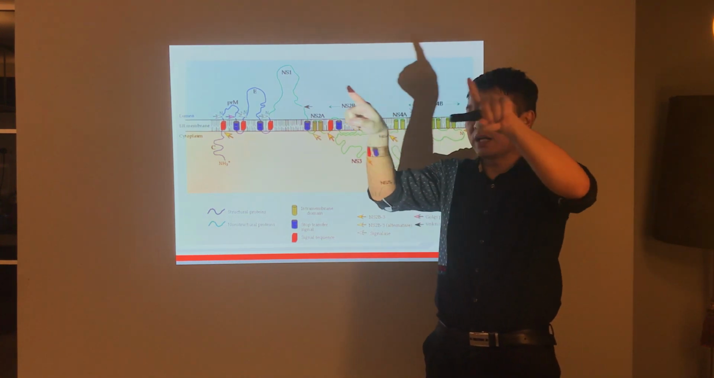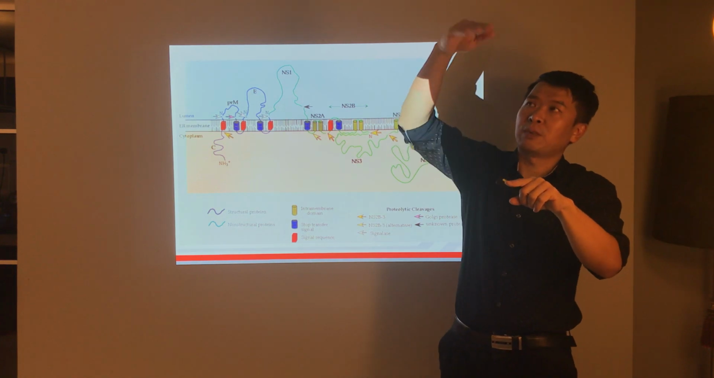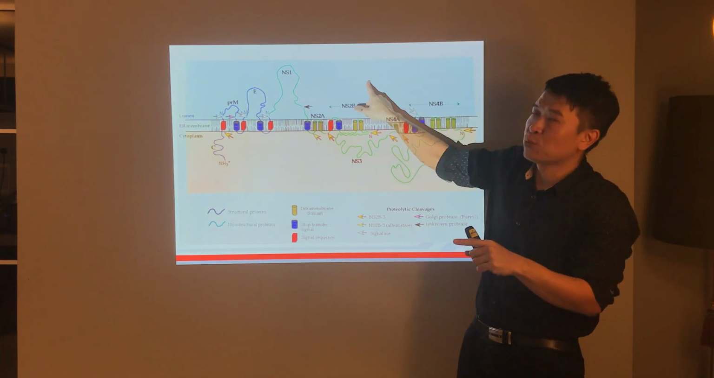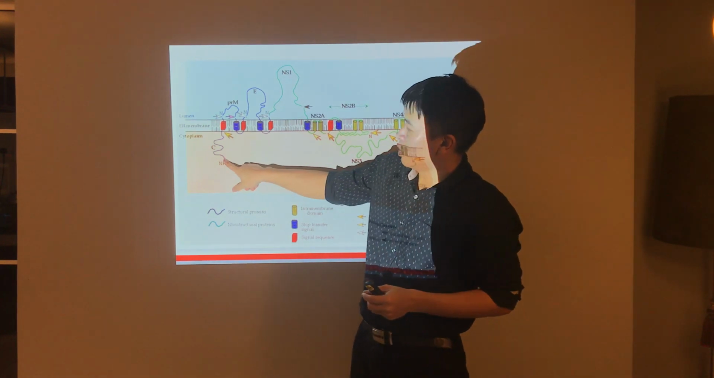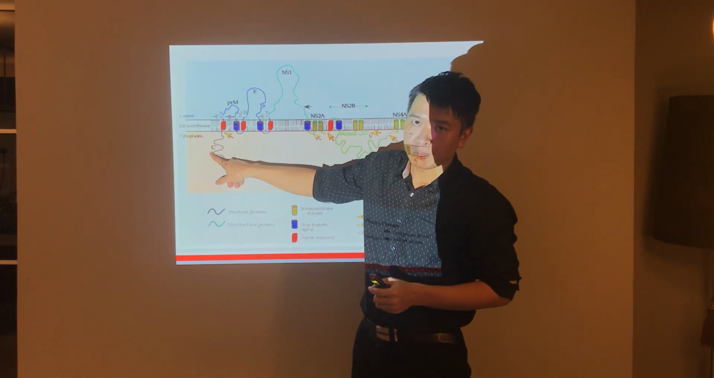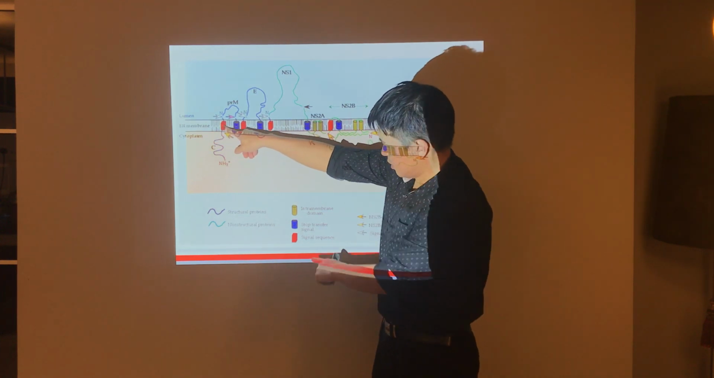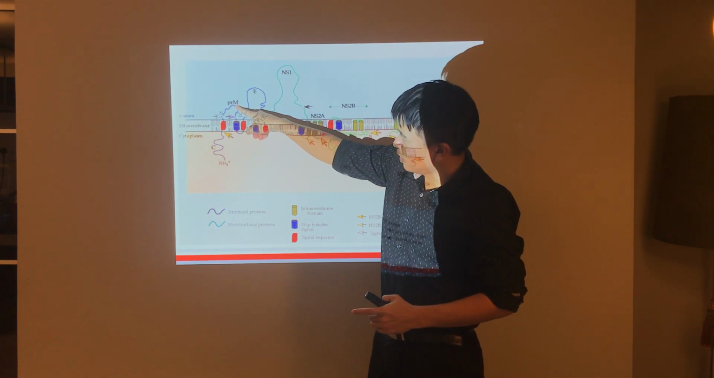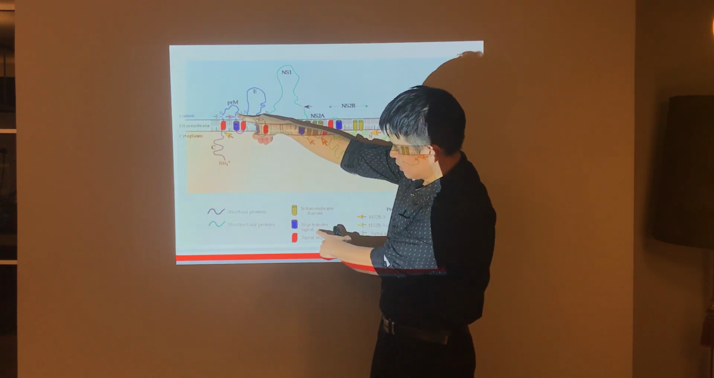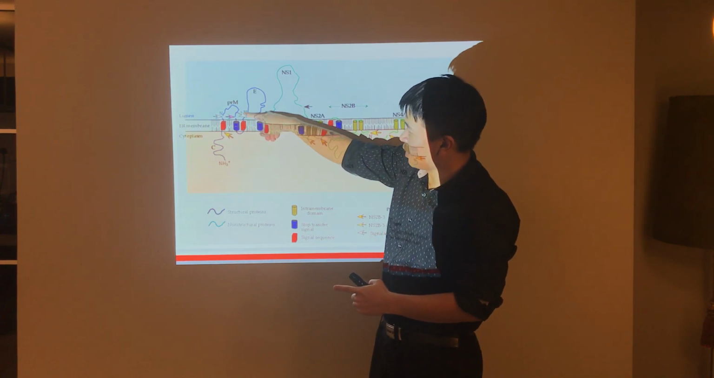Alright, so on the surface of the rough ER, this is where the cytoplasm is. Inwards, that is where the lumen is. So the ribosome starts to synthesize the polypeptide, and when it sees the red, which is the signal sequence, it will go in and start synthesizing. When it sees the blue stop transfer, it will go back to the cytoplasm, and then the red goes back in.